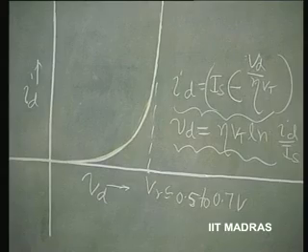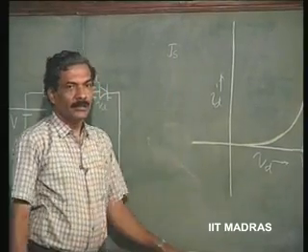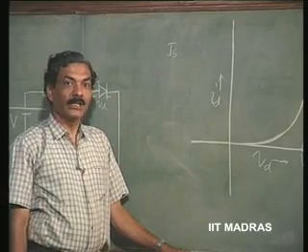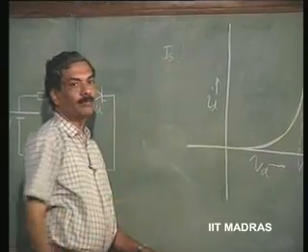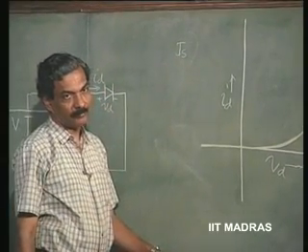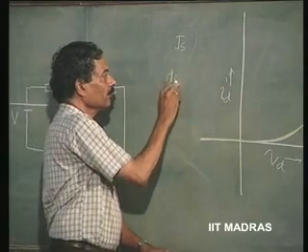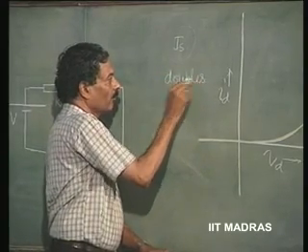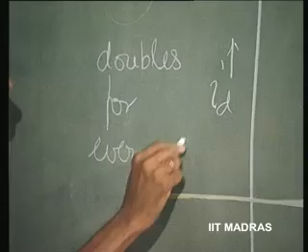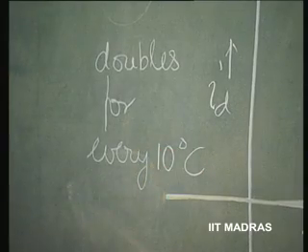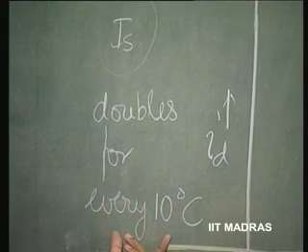But Is, the reverse current or inverse saturation current, we have called this. This is heavily dependent upon temperature. The device people say that it doubles for every 10 degrees rise in temperature, that this Is doubles for every 10 degree rise in temperature.